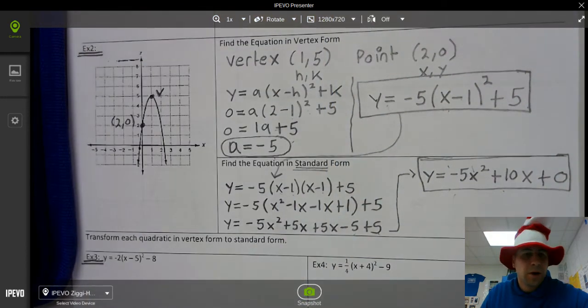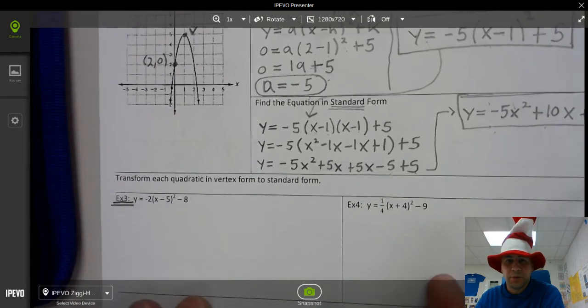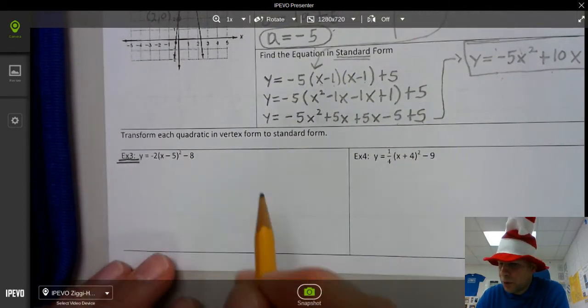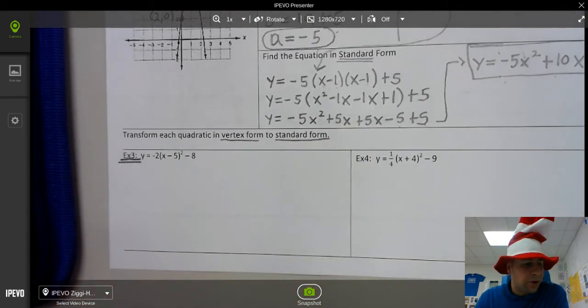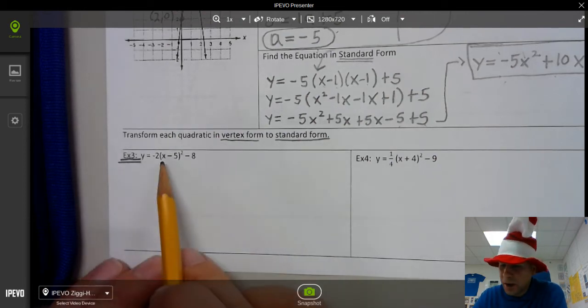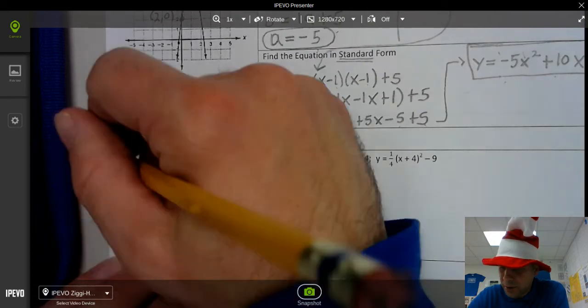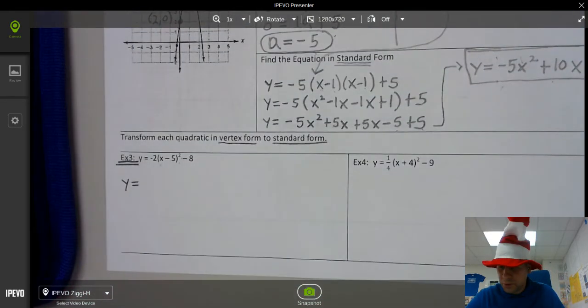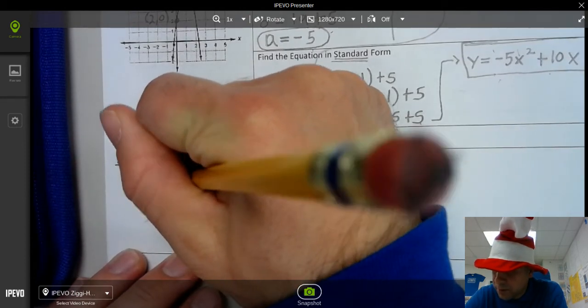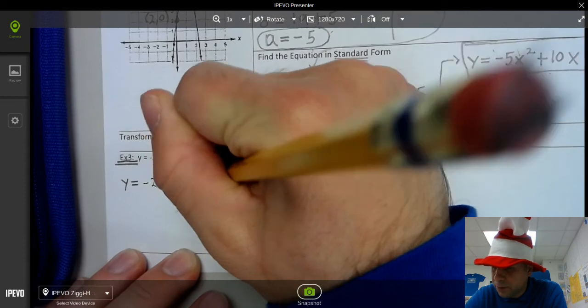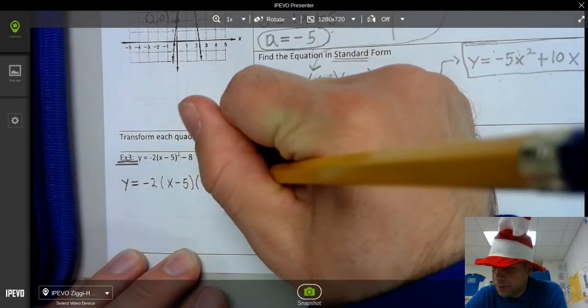All right, let's look at example 3. So now we're going from vertex form to standard form. When you do that, we're actually starting on step 6, because step 5 is when you finally have the vertex form. Now we're starting 6. So step 6 says to simplify the (x minus h) squared so that you can get y equals negative 2(x minus 5)(x minus 5). Now I say box method, but I prefer FOIL because it's going to save you a lot of space.